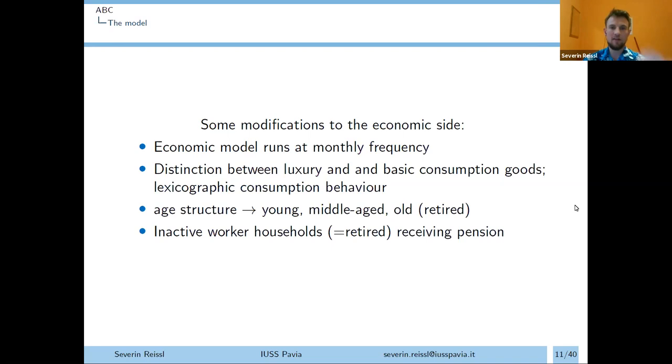And the distinction between young and middle-aged, in fact, only feeds into the epidemiological side of the model. Apart from that, young and middle-aged agents are equivalent. They both work and consume in the same way. Whereas old agents, as I mentioned, coincide with the inactive population in our model, meaning that every old person is retired and is therefore not active on the labor market, and instead of receiving a wage income, receives a pension from the state.